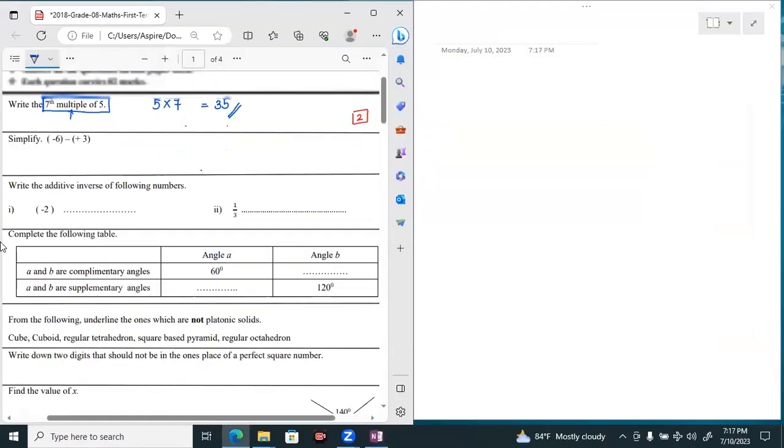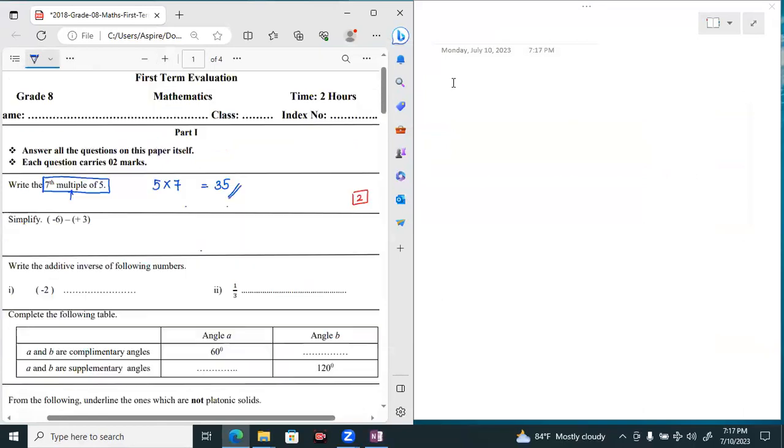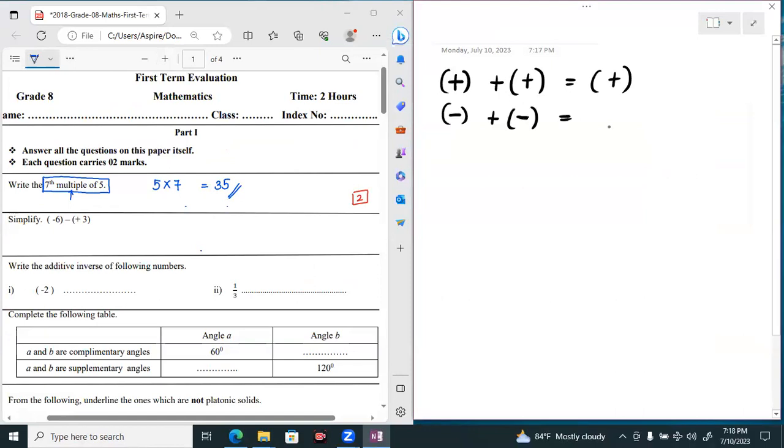Okay. First of all, remember that when we add two same sign numbers, what do we obtain? Here if we add positive numbers, we obtain a positive answer. If we add two negative numbers, we obtain a negative answer.